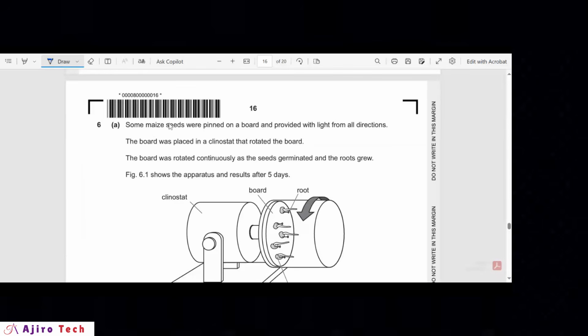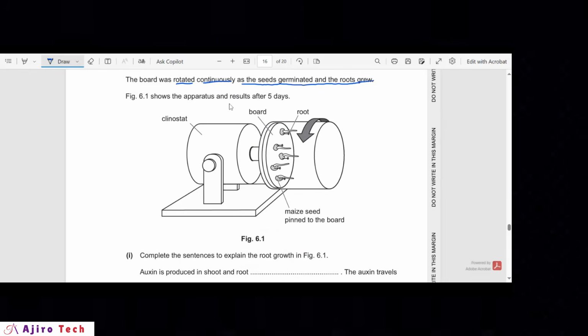Some seeds were spinning on the board and provided with light from all directions. The board was placed in a clinostat that rotated the board. The board was rotated continuously as the seed germinated and the root grew. So here we have the figure that shows us the apparatus and result after 5 days. So we have the board. Now note that rotation of the board cancels the effect of gravity.